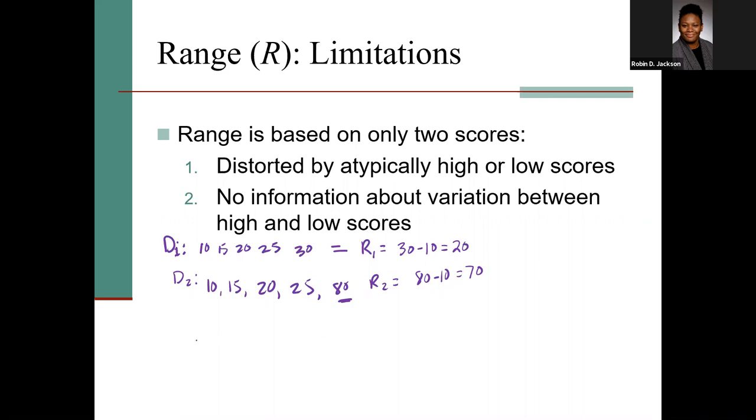Now, this is a situation where you only have a high score. But what if you have two types of outliers? You have a really low score and a really high score. So we're going to look at distribution 3. So the numbers there are 5, 40, 50.